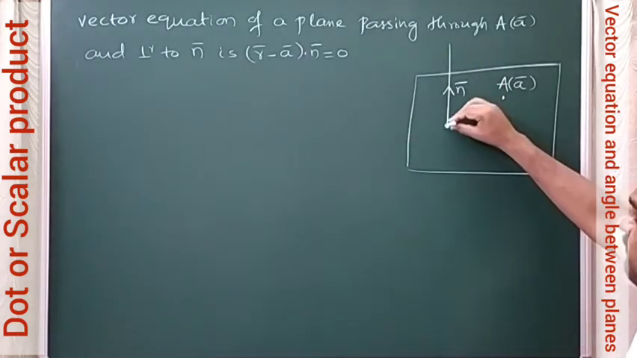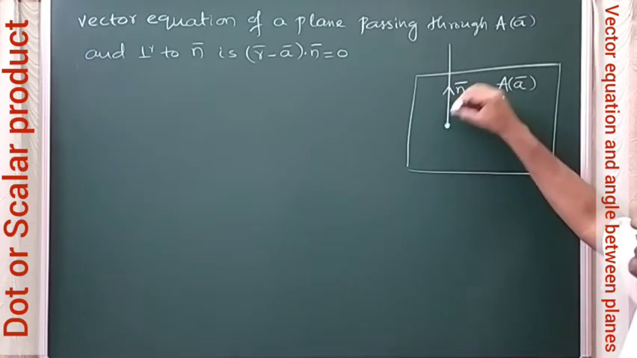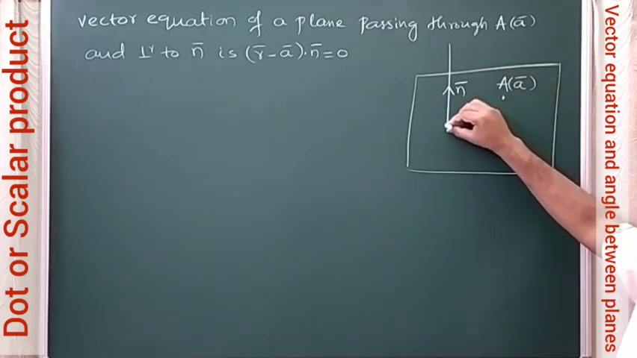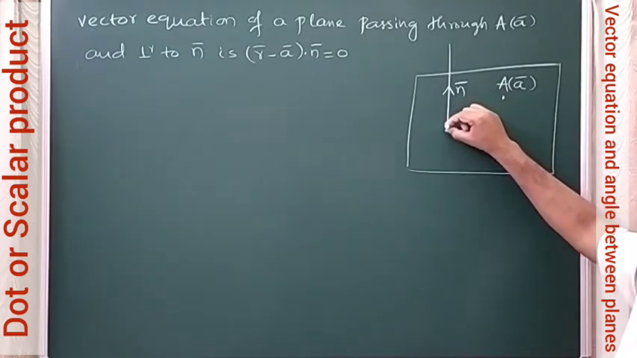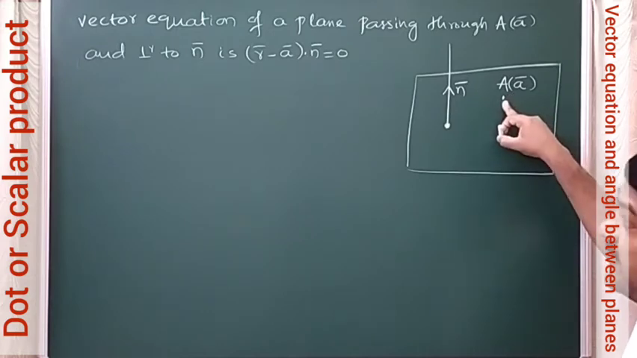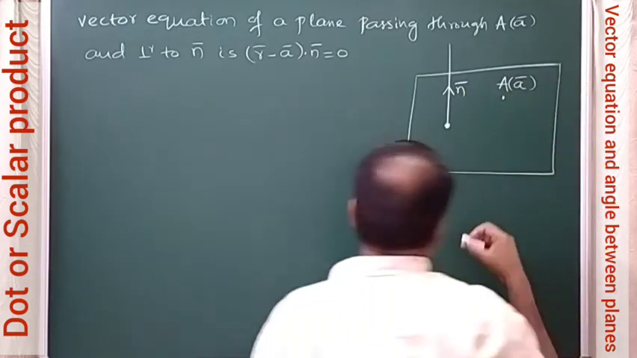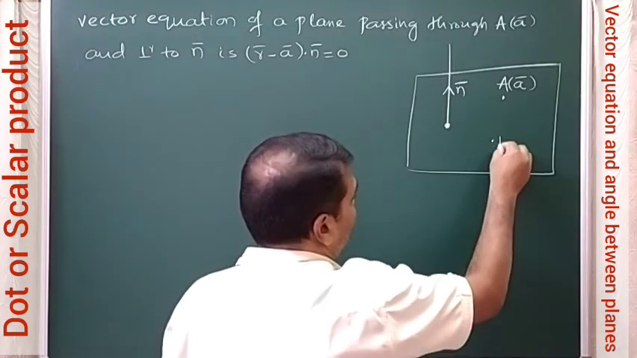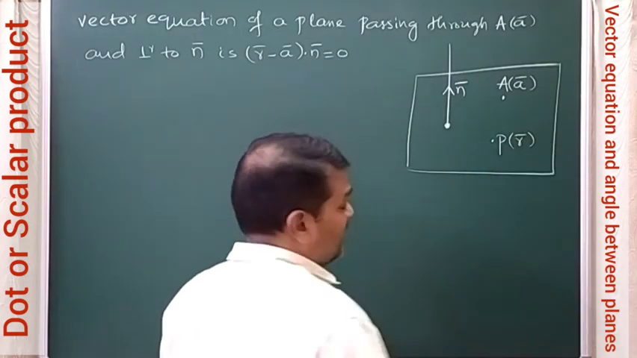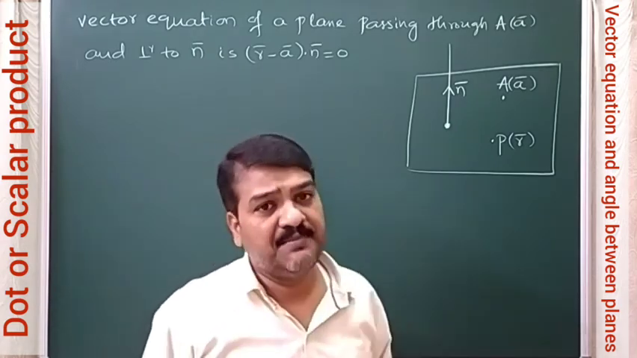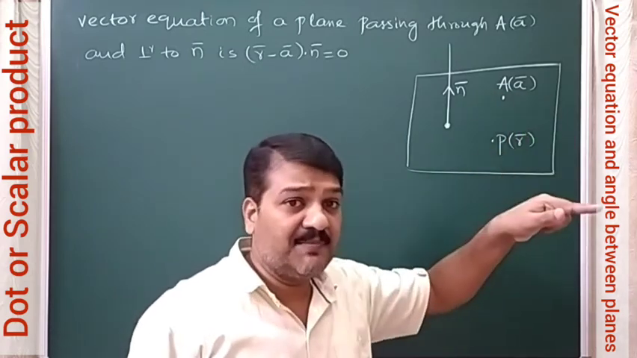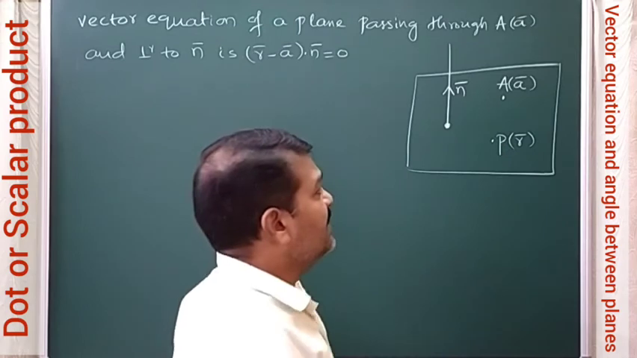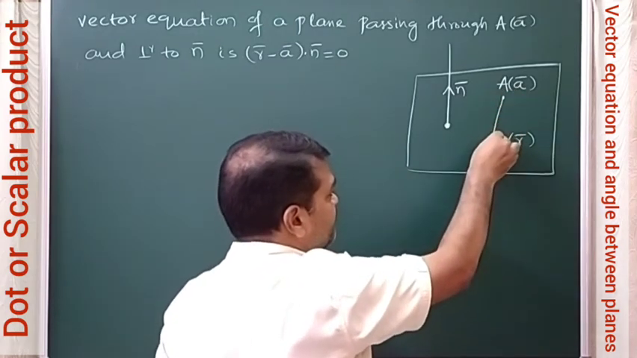That means n bar perpendicular to plane means perpendicular to board, so n bar will be actually like this as I place the chalk piece. So n bar is perpendicular to the board practically. A is on the plane, means on the board. Now I will take another point P with position vector R bar. So we are assuming any point P with position vector R bar on the plane. So P is also on the plane, means on the board.